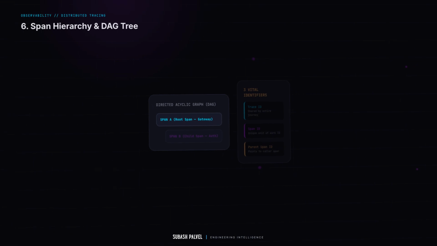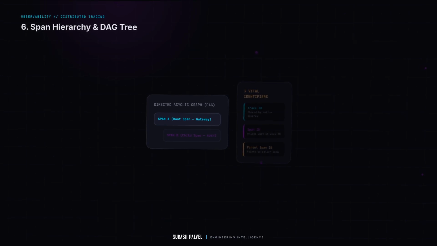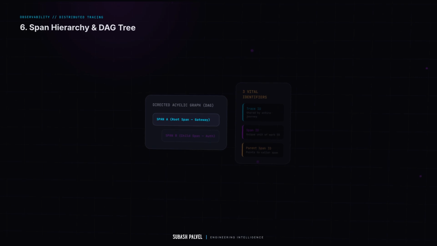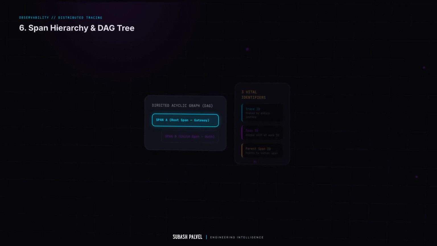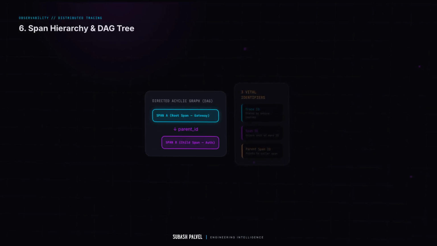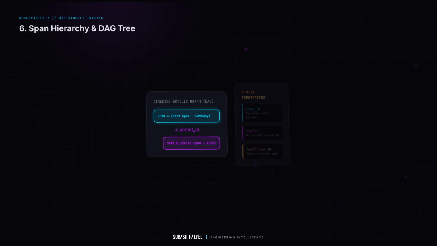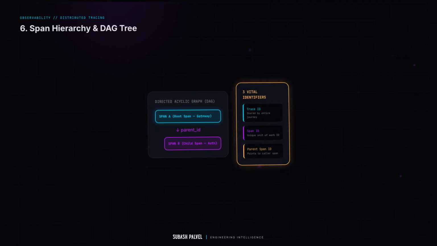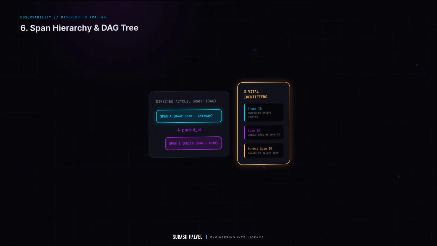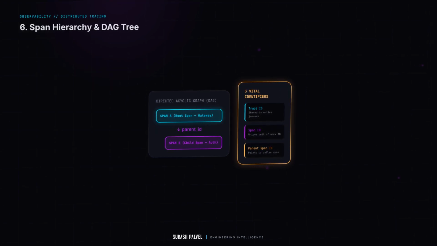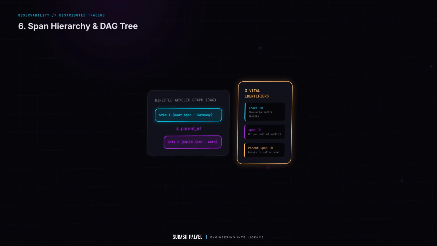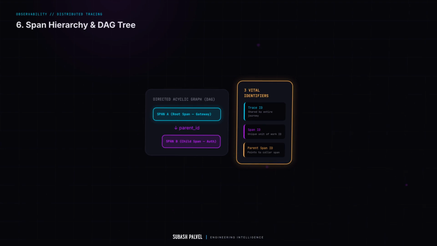Spans aren't just a flat list, they form a tree, a directed acyclic graph. The very first span, created when the user hits the gateway, is the root span. Every downstream call creates a child span to link them. Every single span carries three vital identifiers: a unique trace ID shared by the entire journey, its own unique span ID, and a parent span ID pointing to the span that triggered it.